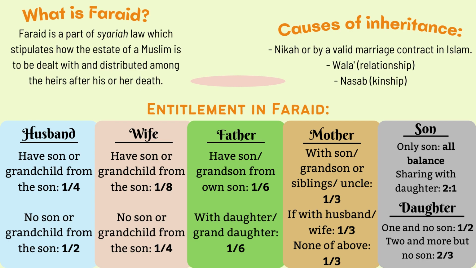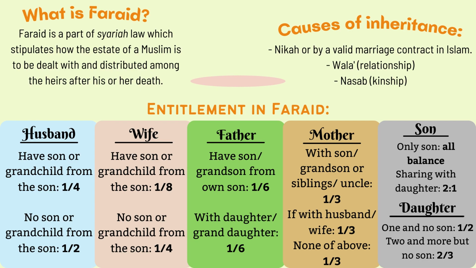Third, nasab kinship is relationship through the womb or blood. Through this kinship, the parents and whosoever is related with them, and the children and whosoever is related with them will inherit. The following is the entitlement in faraid, for the detailed explanation of one's entitlement according to faraid. First, for the husband, if he has a son or grandchild from the son, he is entitled to 1/4, and if the husband has no son or grandchild from the son, he is entitled to 1/2 of faraid. For the wife who has a son or grandchild from the son, she is entitled to 1/8, and if the wife has no son or grandchild from the son, she is entitled to 1/4 of faraid.